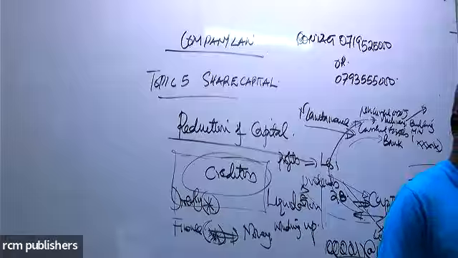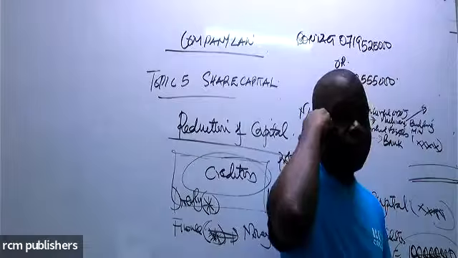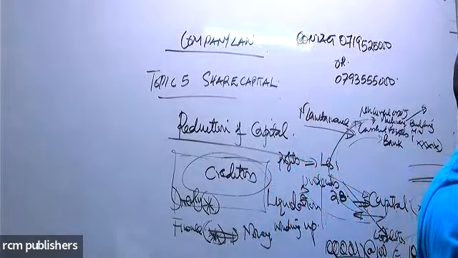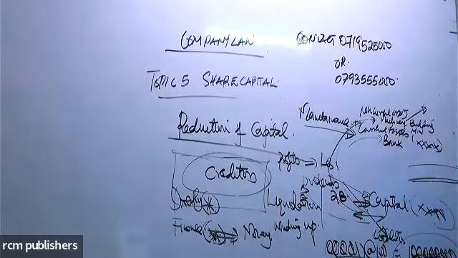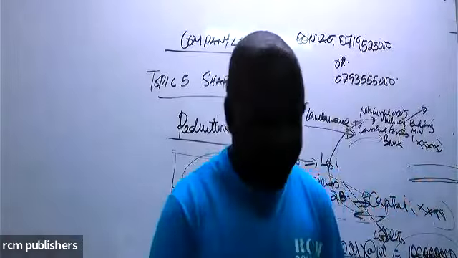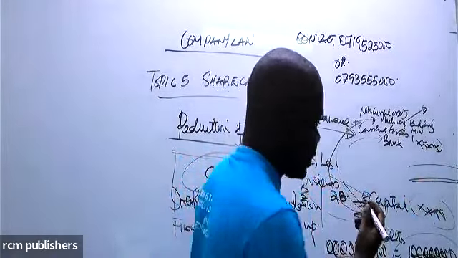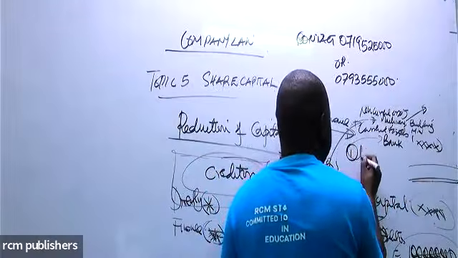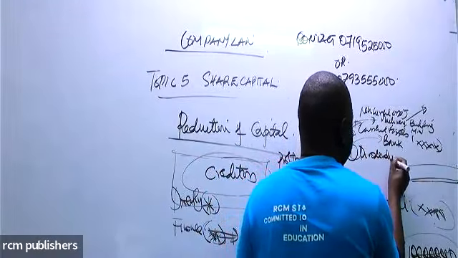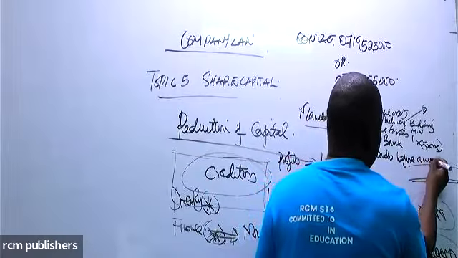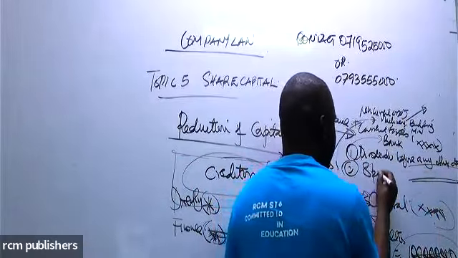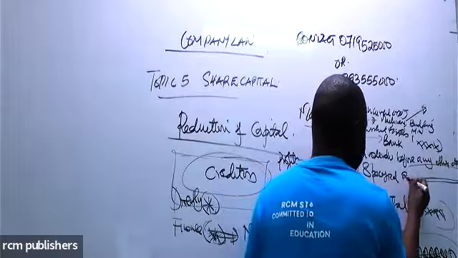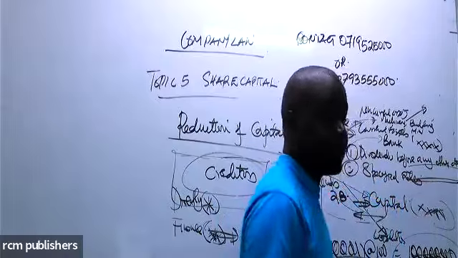So what are the rights of a preference shareholder? Right to vote in general meetings, but they have a preference in terms of what? Dividends. So we said they have a right to get dividends before any other class. Dividends before any other class. Then we also said their dividend is at a specified rate.